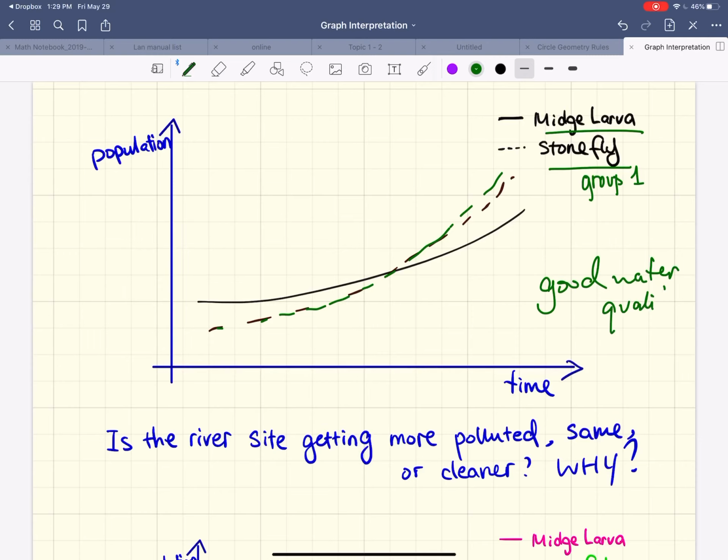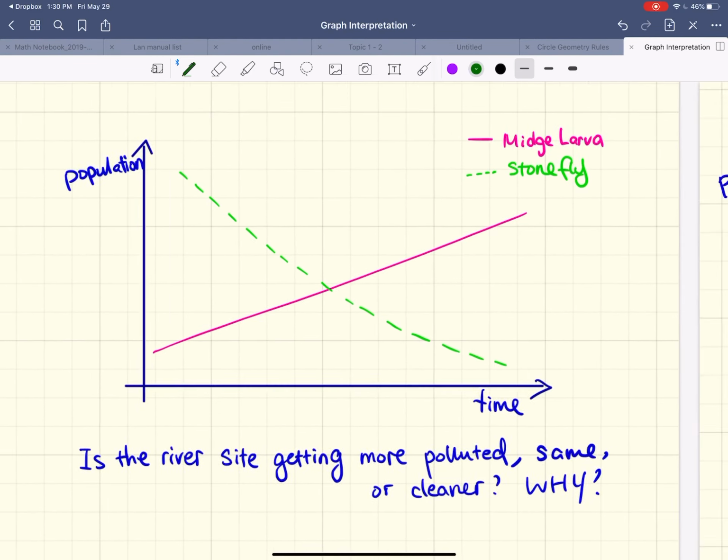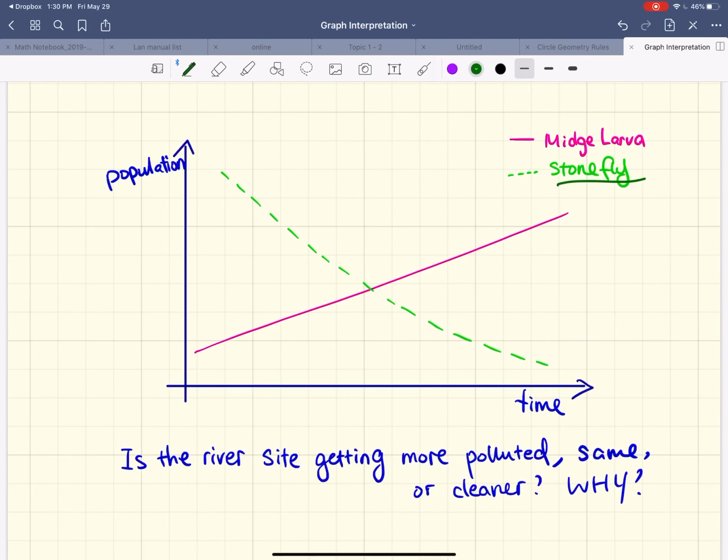Because the vulnerable species can live inside, that means the water is really good. Okay, so how about here? The stonefly group 1 is decreasing here. That means the water is getting more polluted, and midge larvae can survive in more polluted environments. So that means this water is polluted.